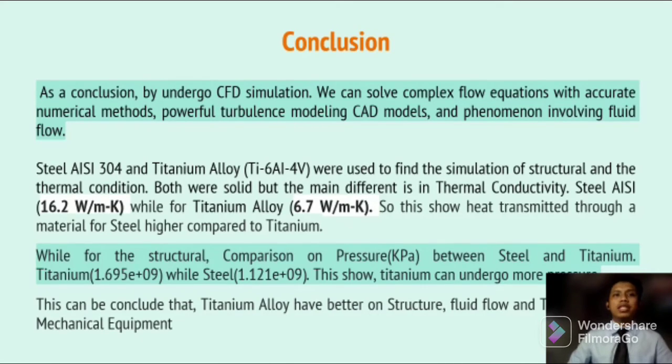While for the structural comparison on the pressure, we can say that titanium is higher compared to the steel. The titanium can undergo more pressure, of which the maximum is 1.695 E plus 9, while for steel it is around 1.121 E plus 9 Pascal. So this can be concluded that titanium alloy is better on structure, fluid flow, and thermal mechanical equipment. That's all from me.